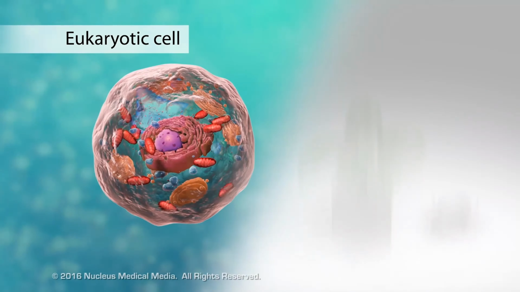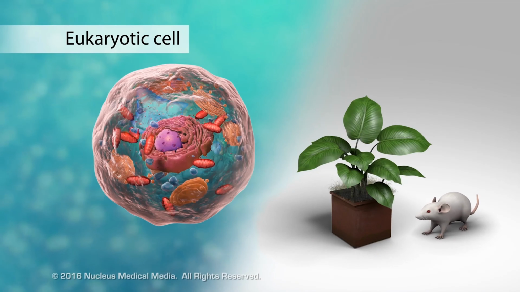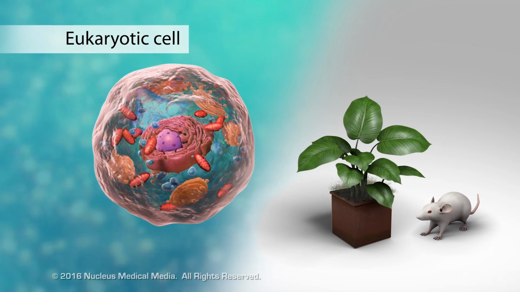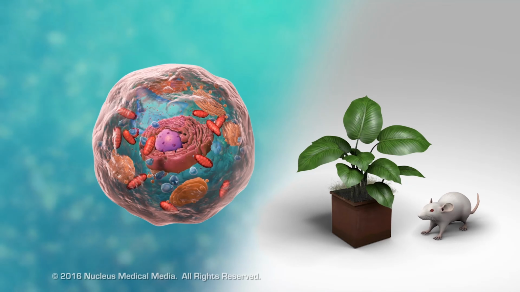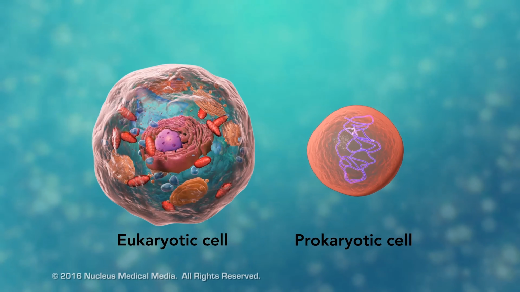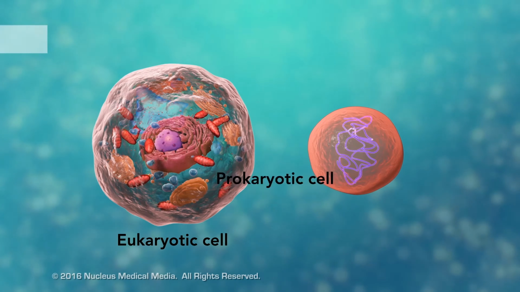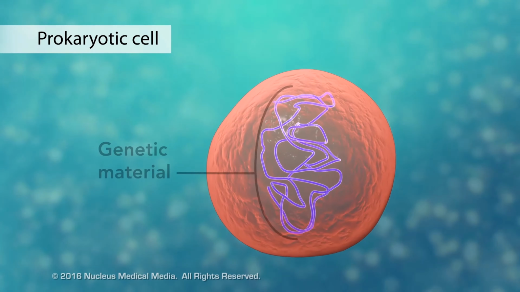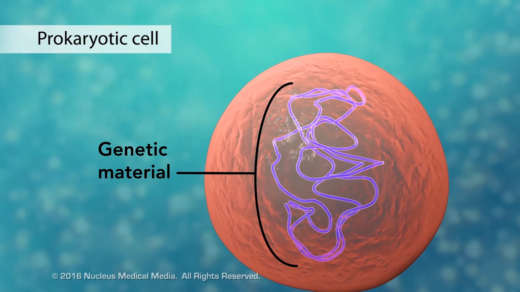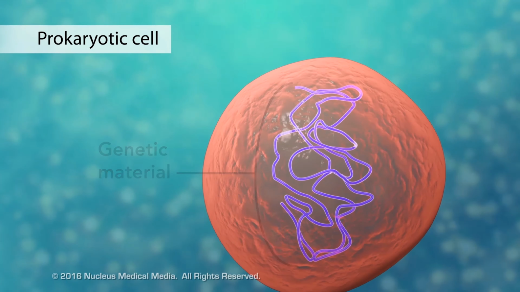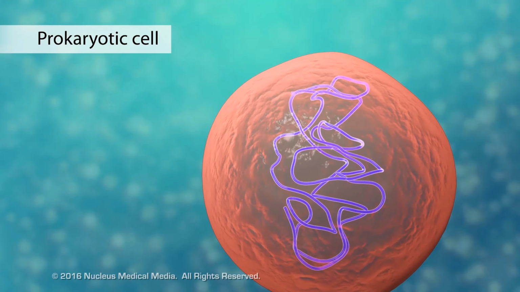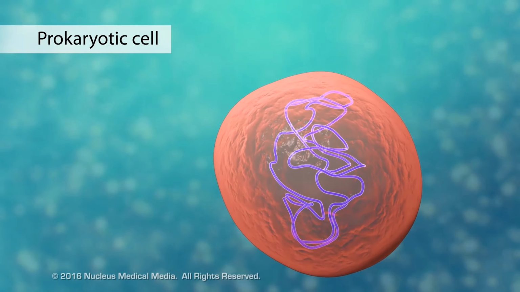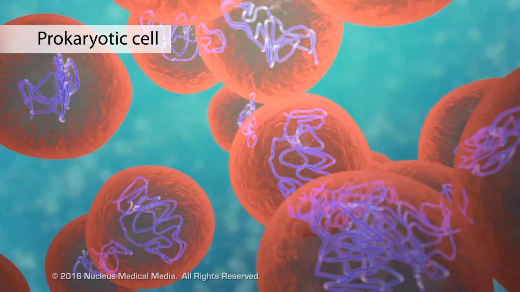Eukaryotic cells are more advanced, complex cells, such as those found in plants and animals. The second category is prokaryotic cells. They don't have a nucleus or membrane-enclosed organelles. They do have genetic material, but it's not contained within a nucleus. Prokaryotic cells are always one-celled or unicellular organisms, such as bacteria.